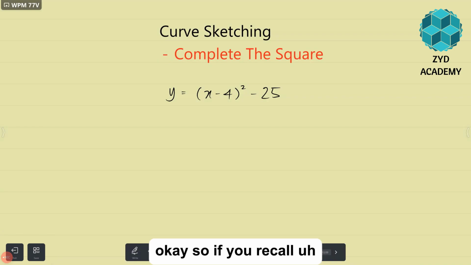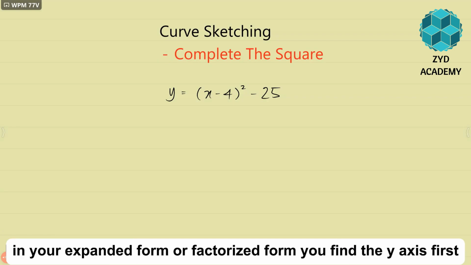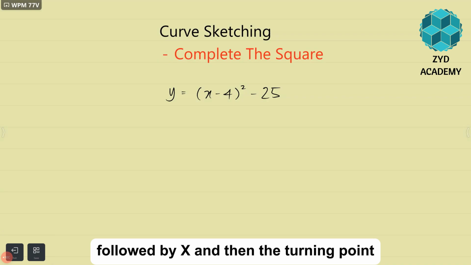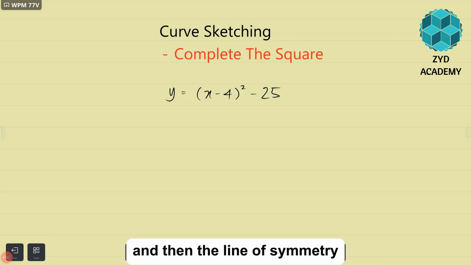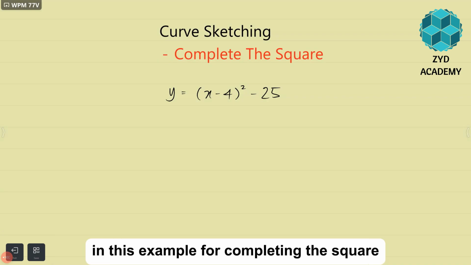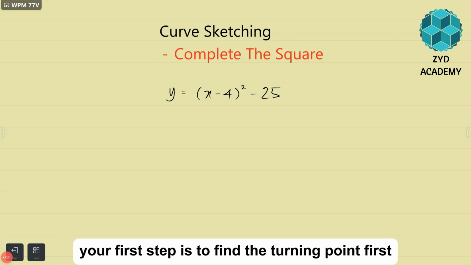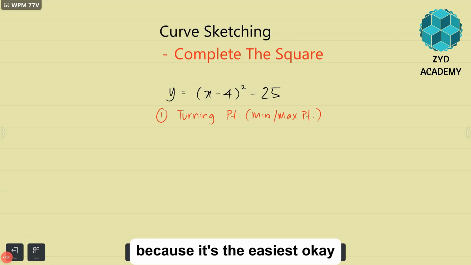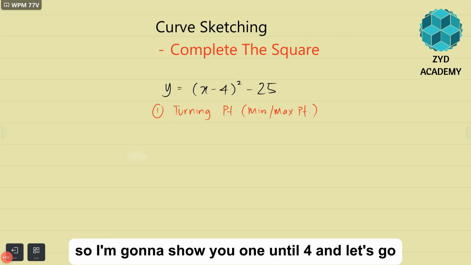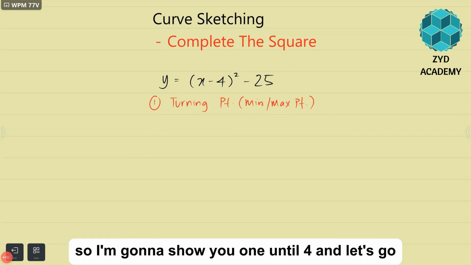If you recall, in the previous examples, in your expanded form or factorized form, you find the y-axis first, followed by x, and then the turning point, and then the line of symmetry. In this example, for completing the square, your first step is to find the turning point first, because it's the easiest. Okay, so I'm going to show you 1 until 4, and let's go.